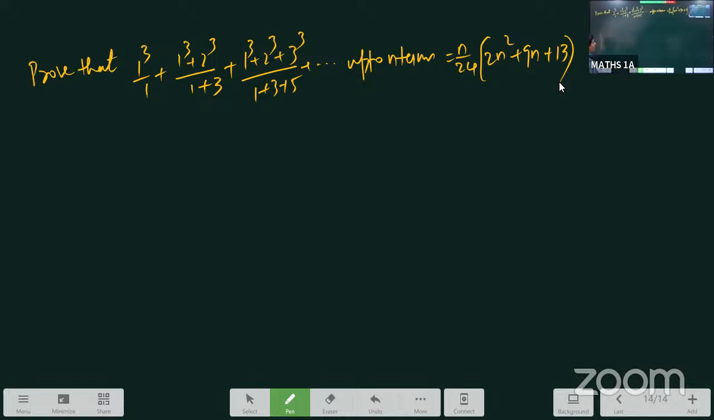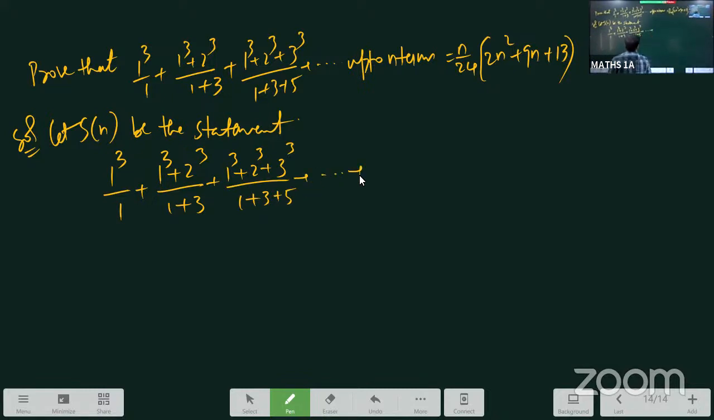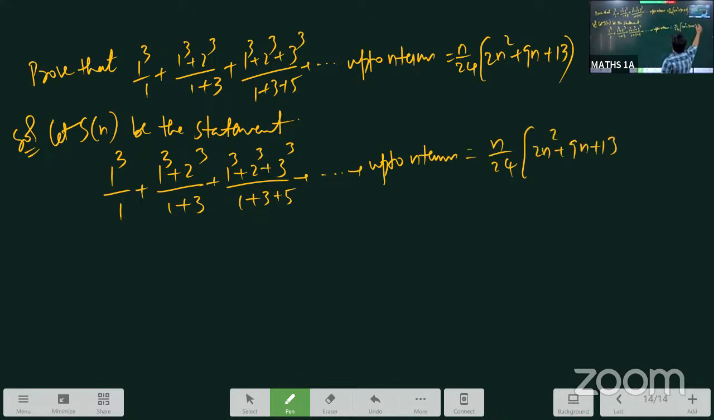Again, by using mathematical induction, again nth term is not given. Let us see once. Let S of n be the statement. What is that statement? 1 cube by 1, 1 cube plus 2 cube by 1 plus 3, 1 cube plus 2 cube plus 3 cube by 1 plus 3 plus 5, plus so on up to n terms, that is n by 24 into 2n square plus 9n plus 13.